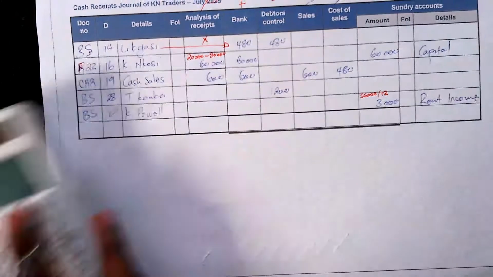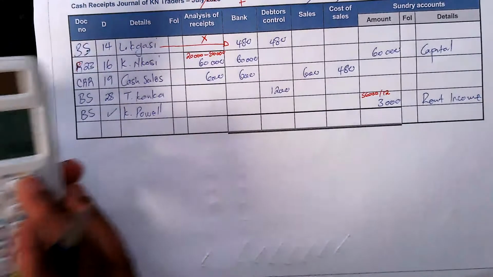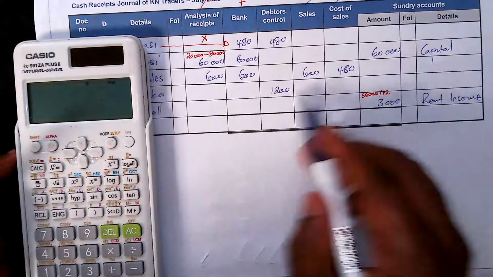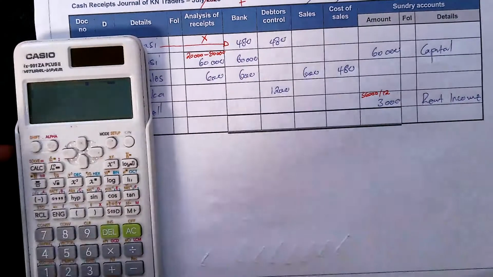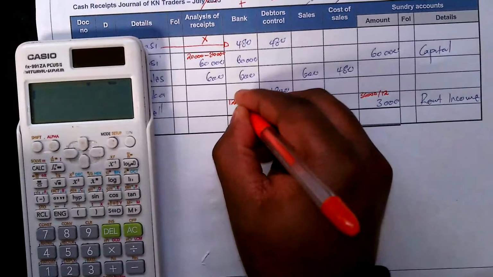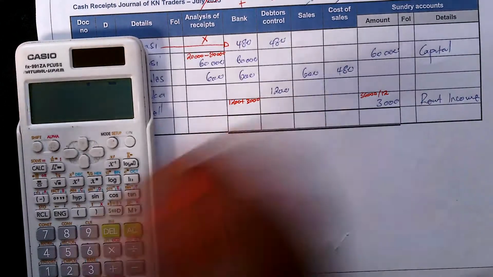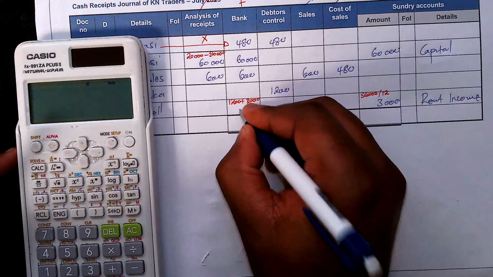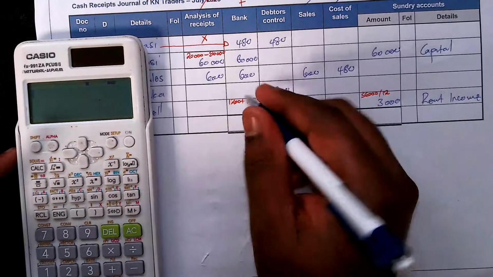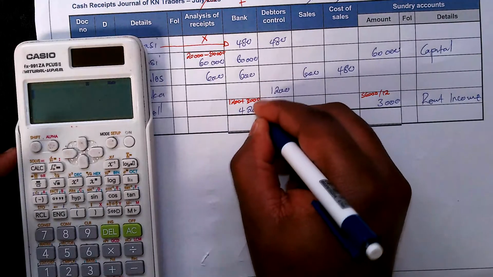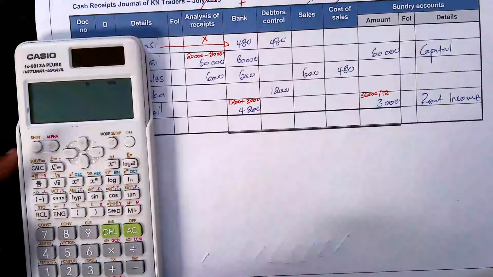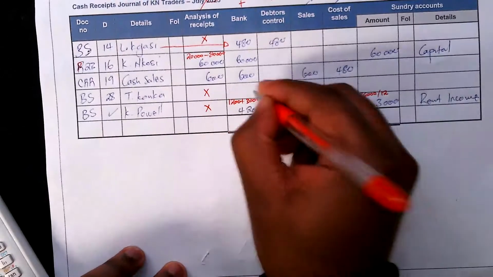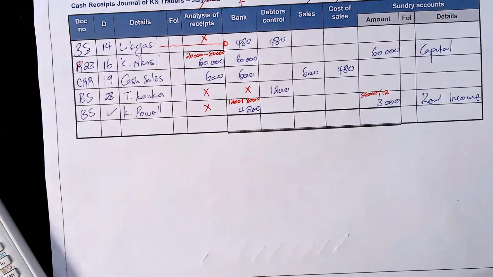Okay, so how much will the business deposit into their bank account for day 28? Remember, it's this 1,200 plus this 3,000. That's how much the business made for the day, and this is how much they are going to deposit into the bank account. It's going to be 4,200 if you add the two. Then nothing under analysis, I'll just write an X there.